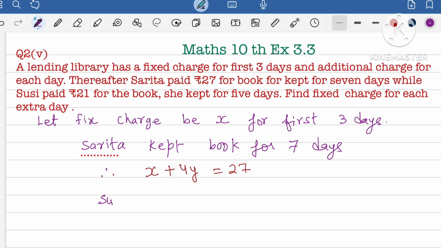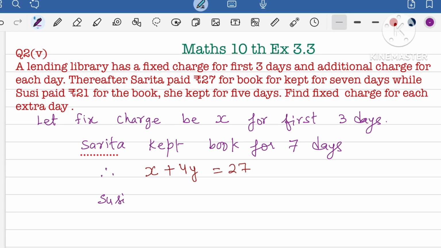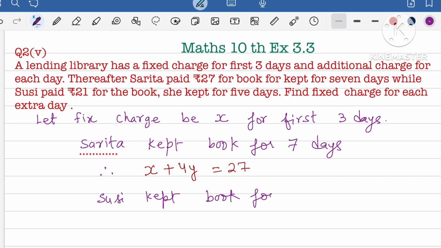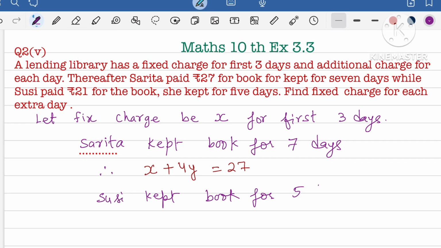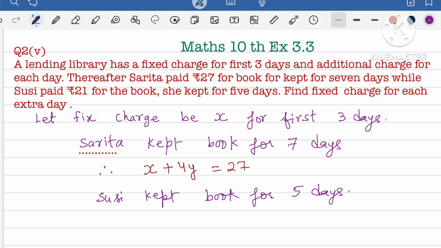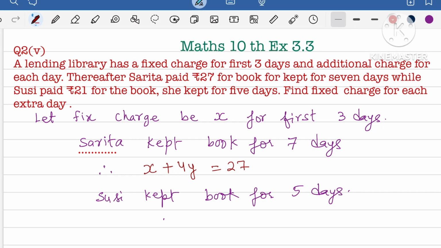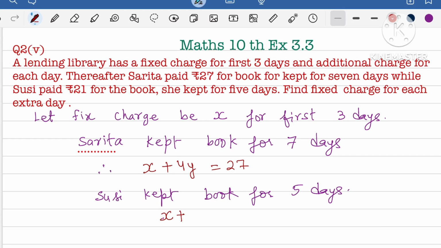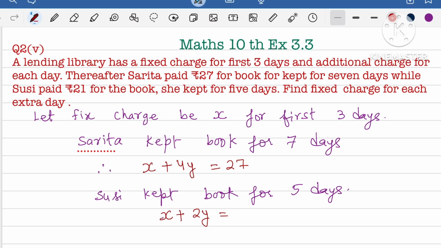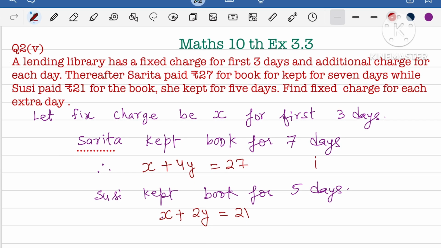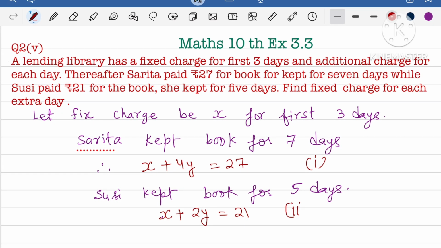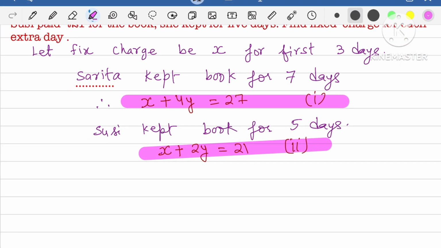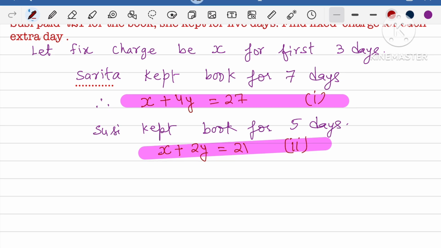And the other student Susie paid 21 for the book she kept for 5 days. For 3 days she has already paid the fixed charge of x. So the days left are 2. So the equation would be x plus 2y, because she has already paid x for 3 days, that is fixed, and the per day charge is y. So for 2 days it is 2y, is equal to 21. So this is one equation, and this is the second equation. Now we can write them down and use the elimination method to solve them.